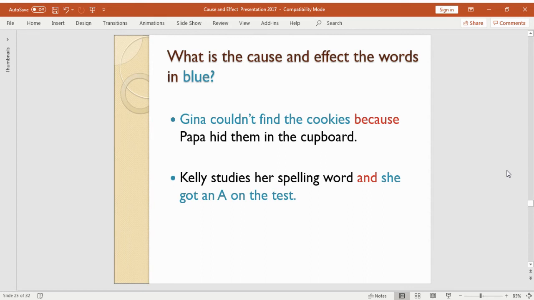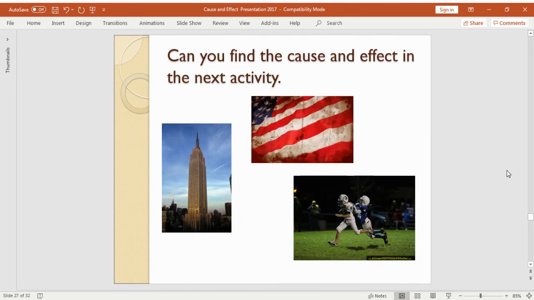Now remember, just because it's first doesn't always mean it's cause. And number 5, Kelly studies her spelling words and she got an A on the test. She got an A on the test. If you chose that she got an A on the test as the effect, you did a great job. Okay?